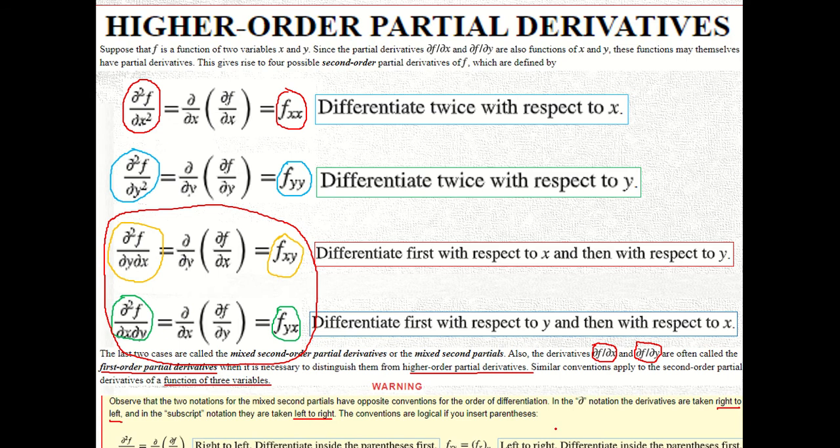Now remember this. When you use this notation, they are taken right to left. But if you use this as a subscript, they are taken left to right. So the conventions are logical if you insert parentheses. So be careful in this class, because if you miss this, your answer is wrong.